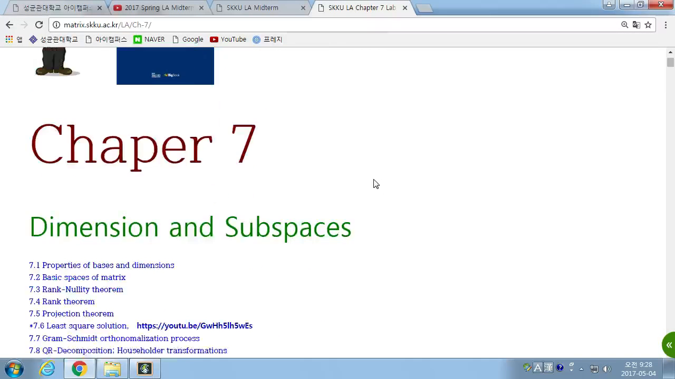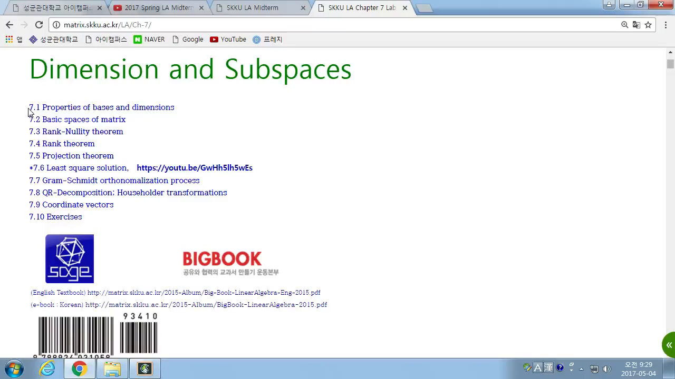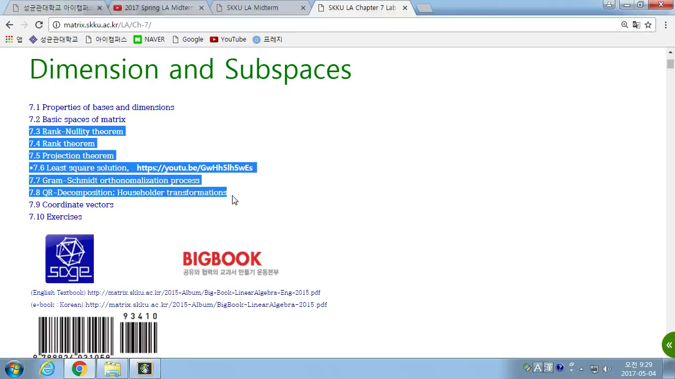Okay, yeah. In the last class, we studied the first two sections of chapter 7, dimension and subspaces. So, with the definitions and properties of the null space of A, the dimension of the column space of A, and the dimension of the row space of A, those definitions and properties will be used to investigate the next sections in chapter 7.